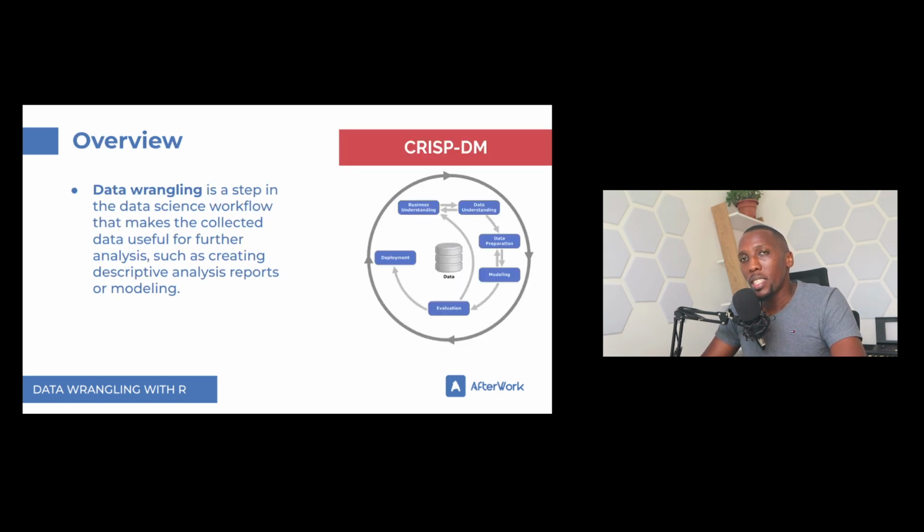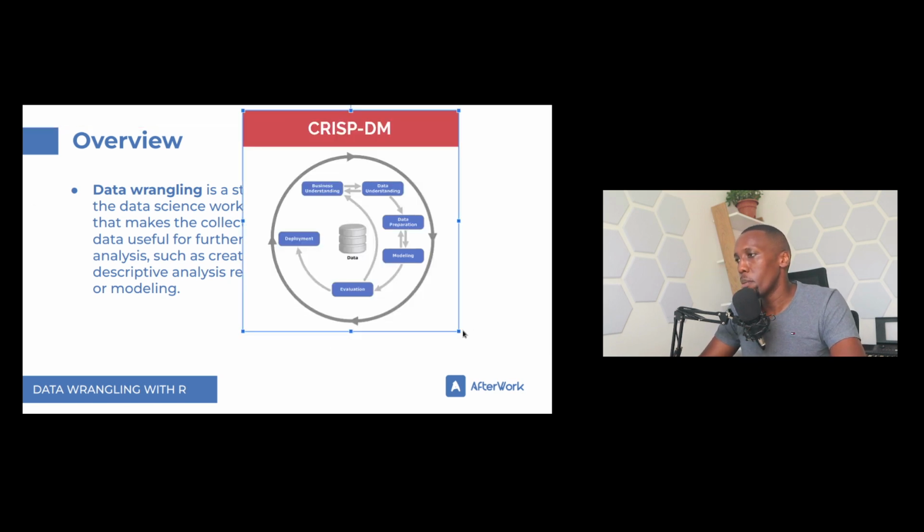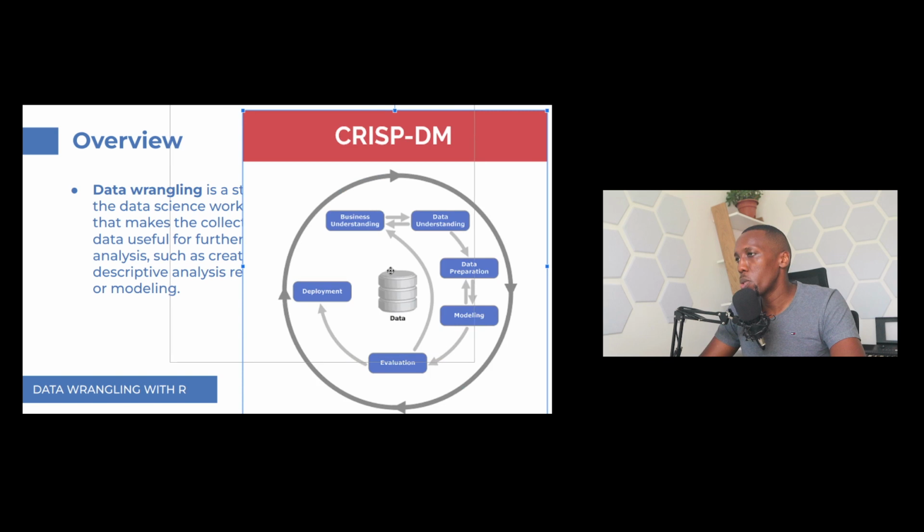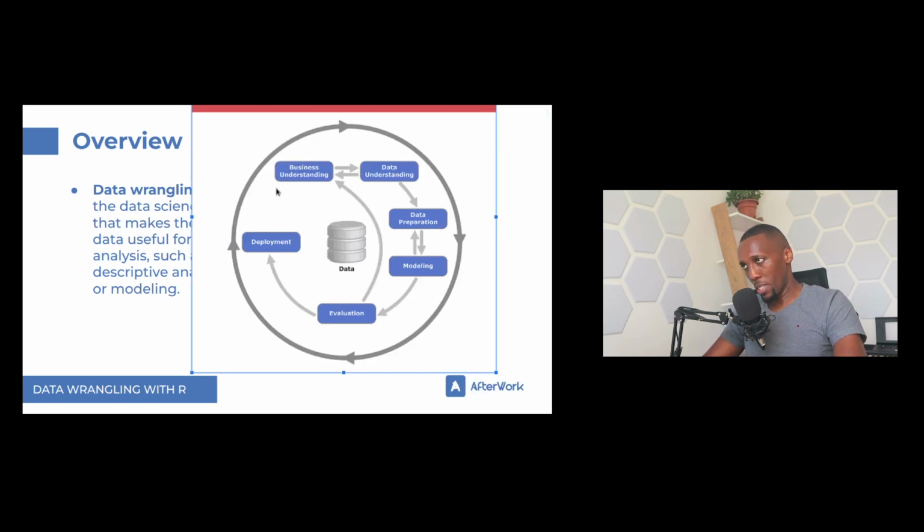Starting off, what is data wrangling? Data wrangling generally entails that step during a data science workflow, even a data analysis workflow, that makes the collected data useful for further analysis, such as creating descriptive analysis reports or modeling. That's machine learning. On the far right, you see a diagram. If I move it closer, you can see that it's a diagram that has different stages.